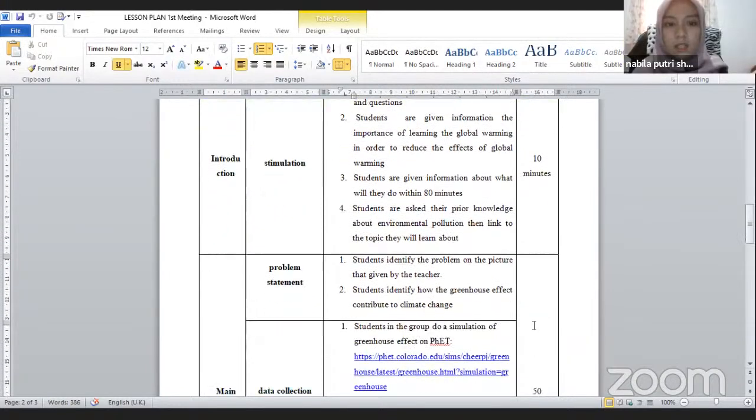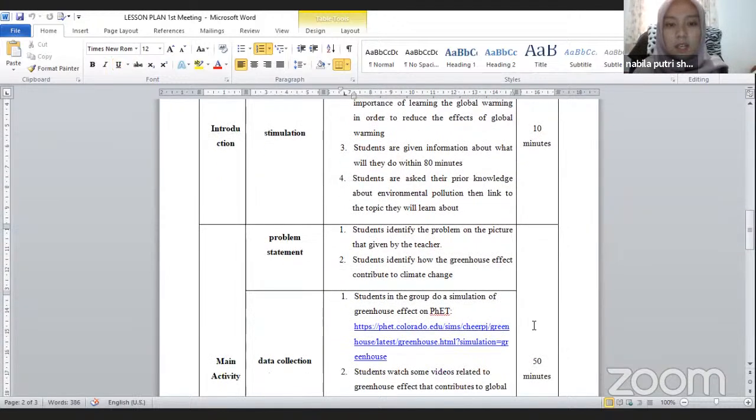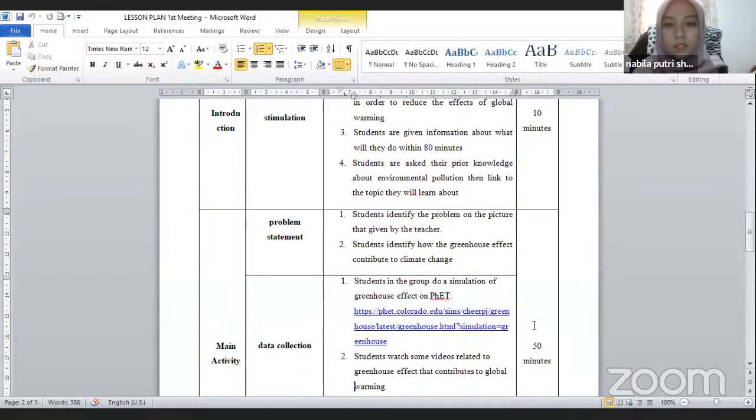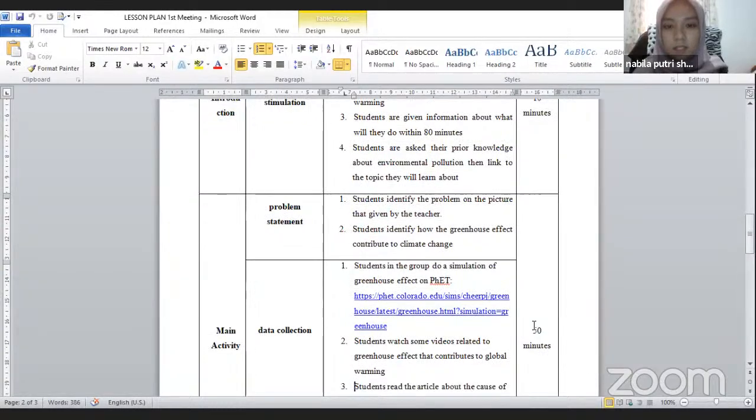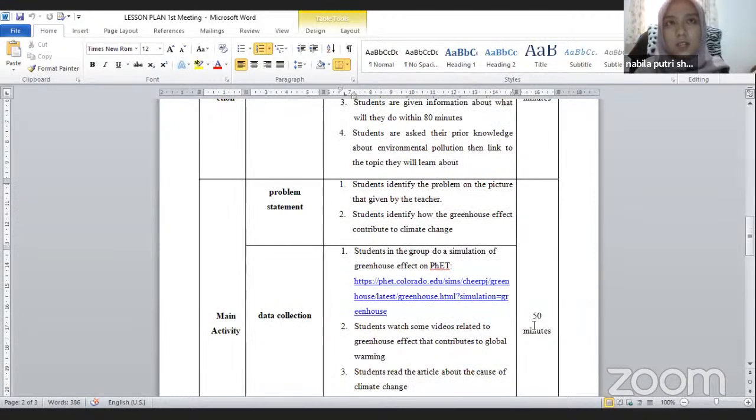The next stage is problem statement. In this stage, students will identify the problem in the picture given by the teacher, and then identify how the greenhouse effect contributes to climate change. Then in the data collection, students in a group do a simulation of the greenhouse effect on PET. And this will be the part where I give the worksheet to the students.